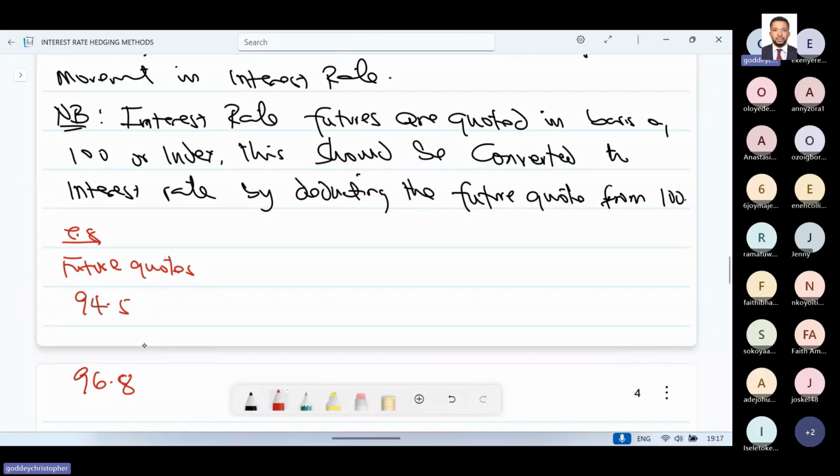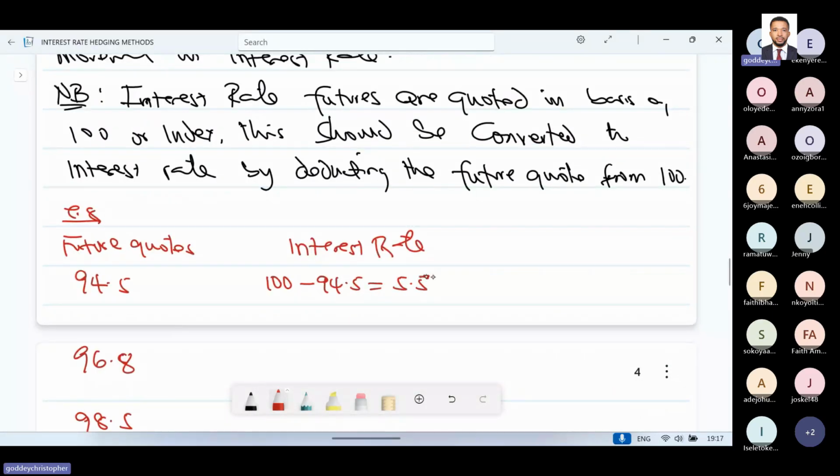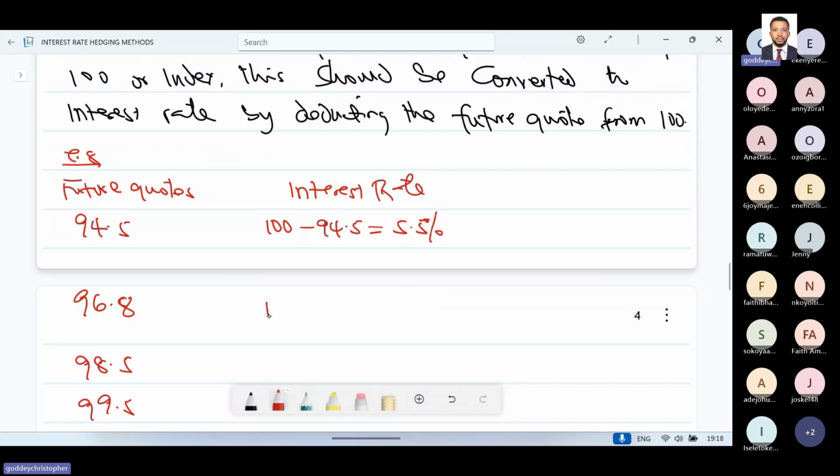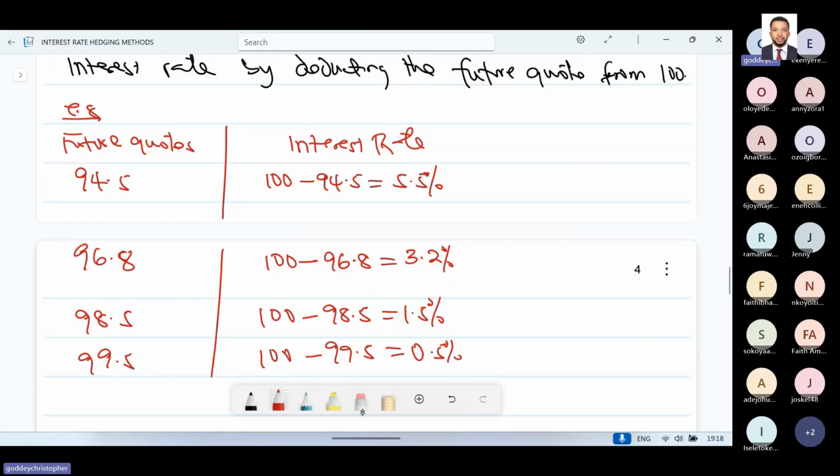Now, from this illustration, the interest rate here will be 100 minus 94.5. How much is this? 5.5%. This is the relevant interest rate. This one will be 100 minus 96.8, equals 3.2. This one is 100 minus 98.5, 1.5%. And this is 100 minus 99.5, 0.5%. Can you see the inverse relationship between them? As the future quote is increasing, what is happening to the interest rate? It is reducing.